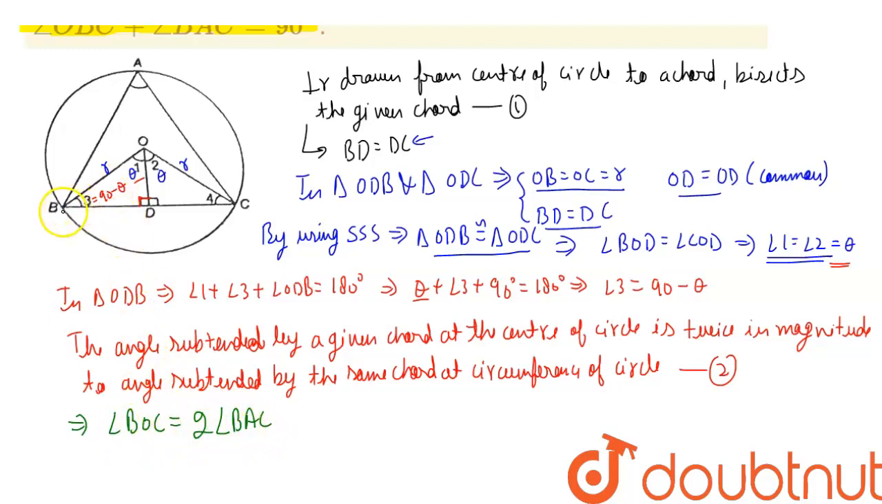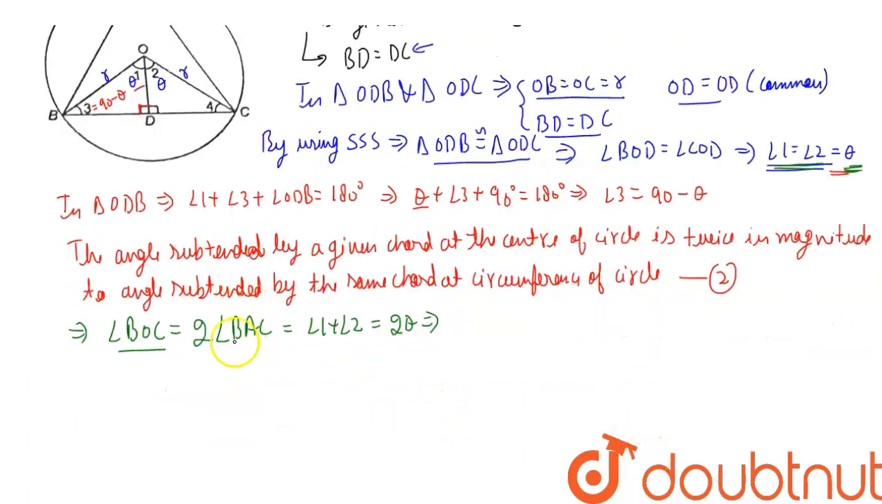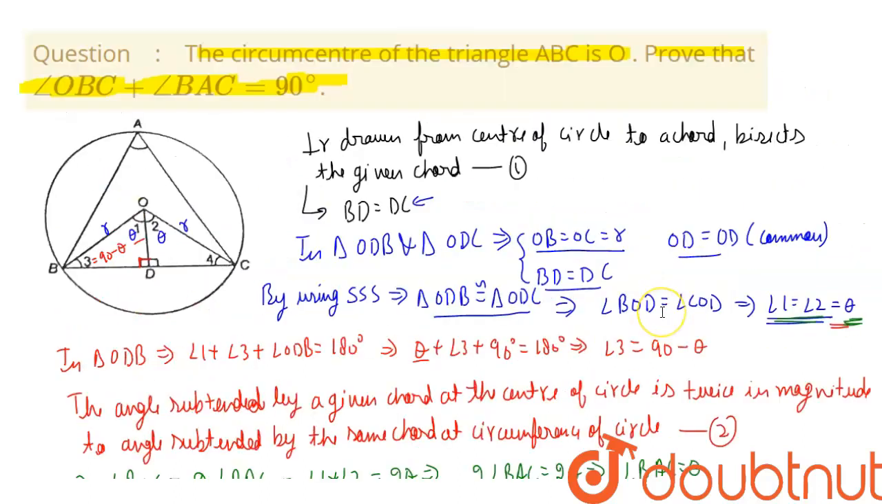Here we know from this diagram that we have the angle BOC as the angle 1 plus angle 2. The angle 1 and angle 2 are each equal to theta, which we have assumed here. So we have twice theta. From this we conclude that twice angle BAC is equal to twice theta, and from this we can conclude that the angle BAC is equal to theta. So we have got this angle BAC equal to theta.